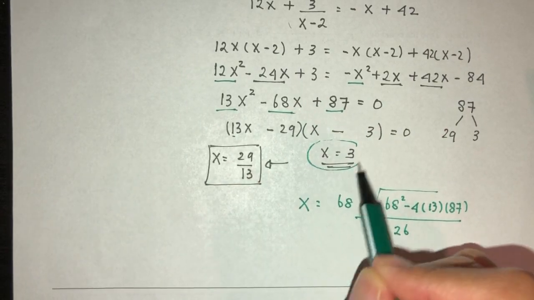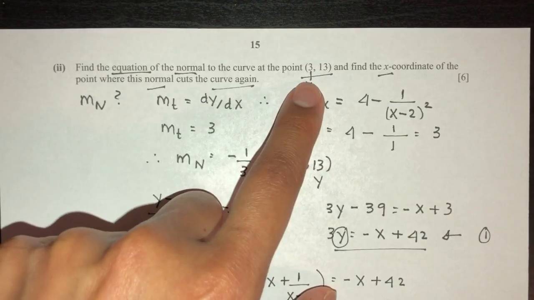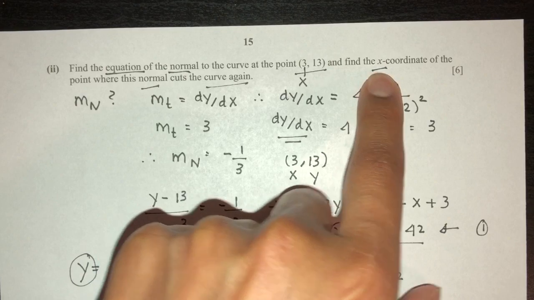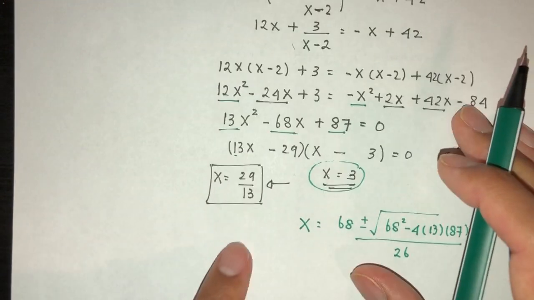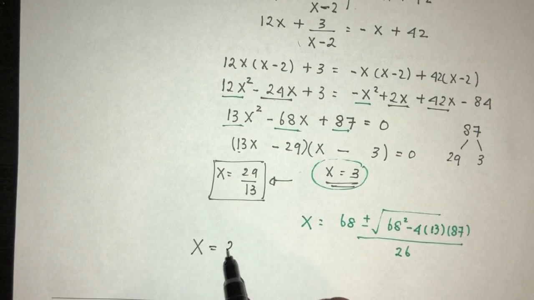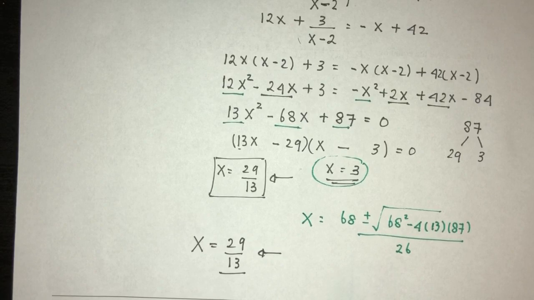So this one is the first value. It was given to us already, as you can see here. So we have to find the other value, the x coordinate of the point where the normal cuts the curve again. So this one is the other point. Your answer will be x equal to 29 over 13. Okay, that will be your question number 9.